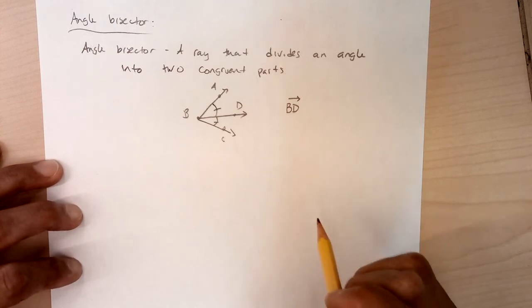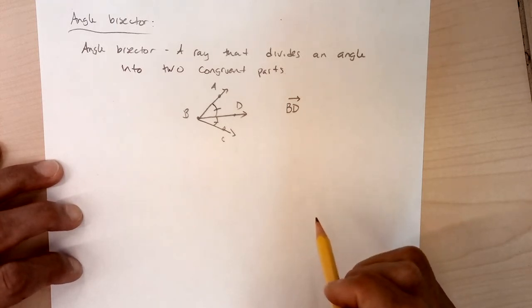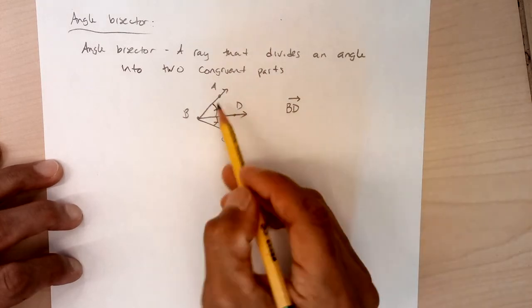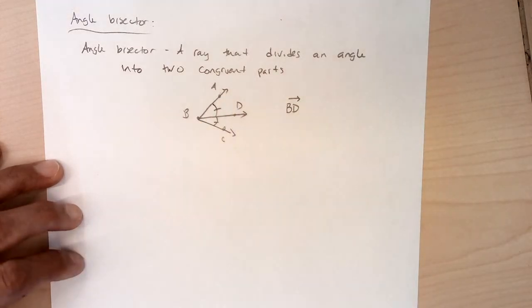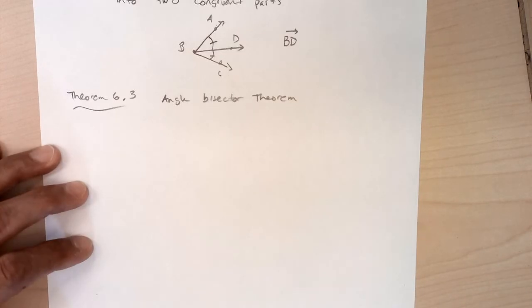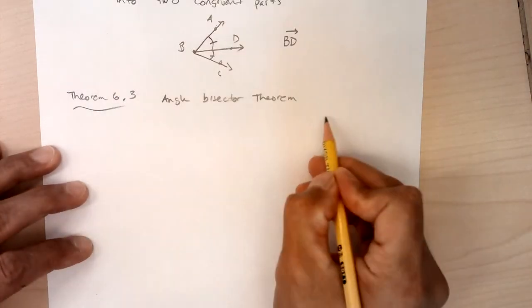It would also be the case that angle ABD or angle DBC is half the measure of angle ABC. One other way to put that is the measure of angle ABC is twice the measure of angle ABD or twice the measure of angle DBC. That's an angle bisector. Then for Theorem 6.3, the angle bisector theorem states this.